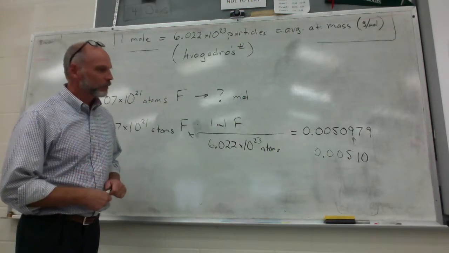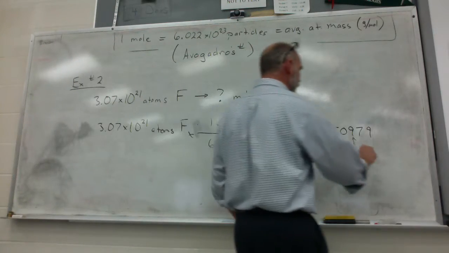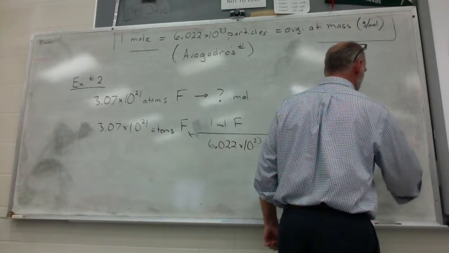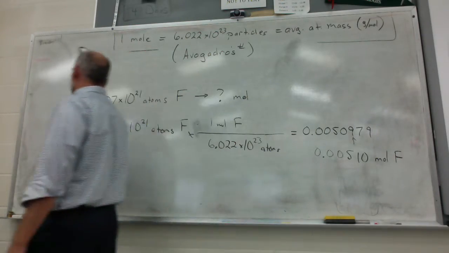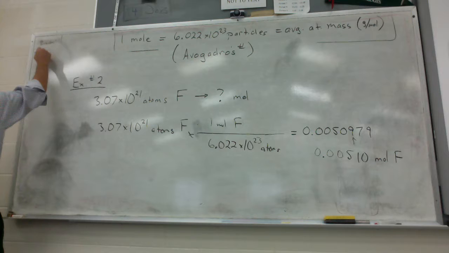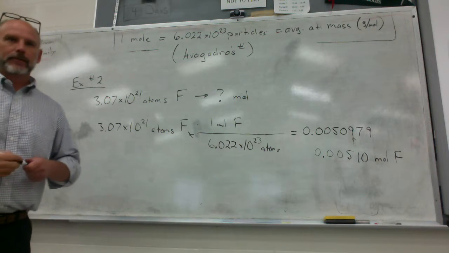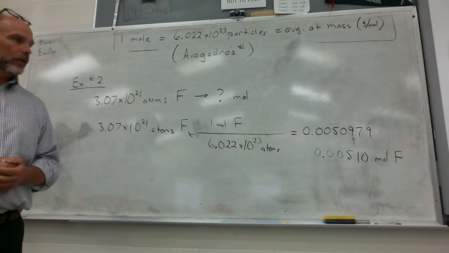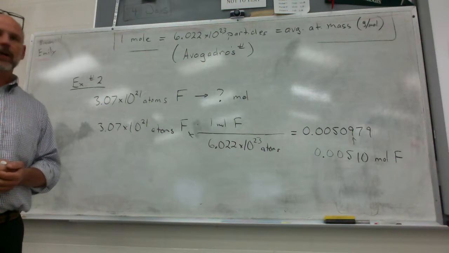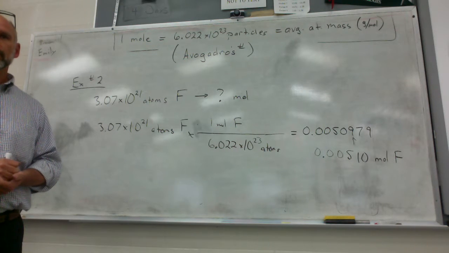All right, here we go. Does anyone have any questions on how that came about? Yeah. Can we write in scientific? Oh, I don't care. Sure. So 5.10 times 10 to the negative third. Totally.